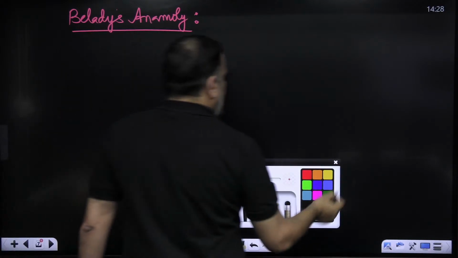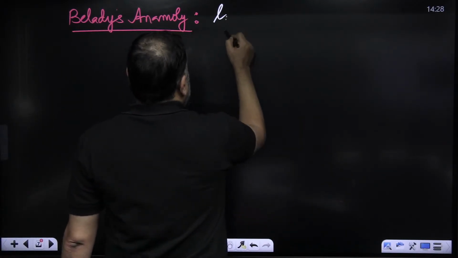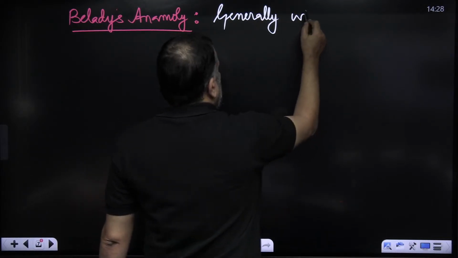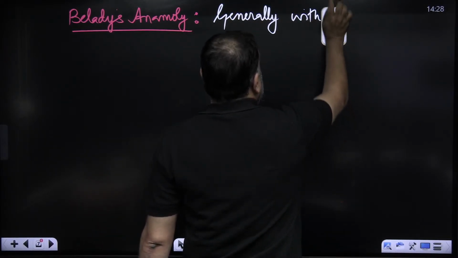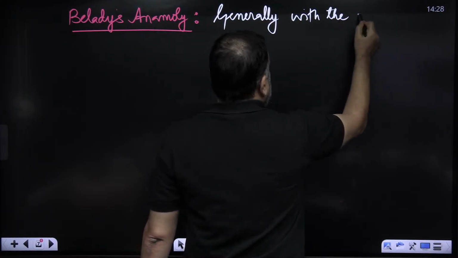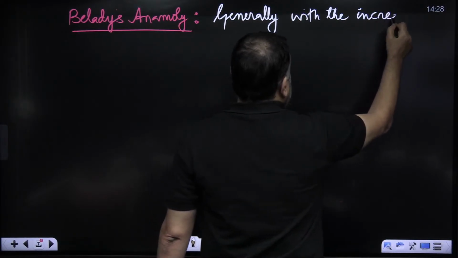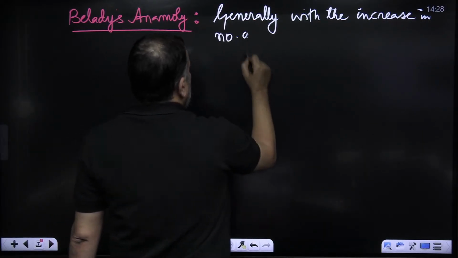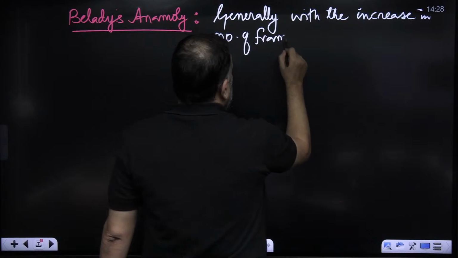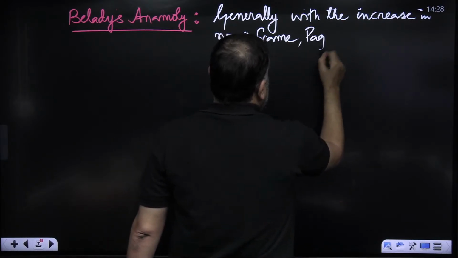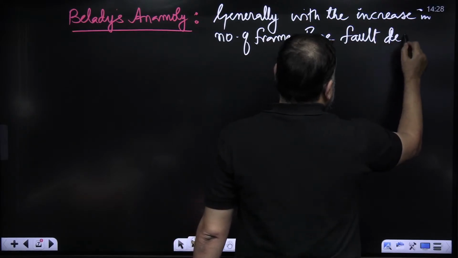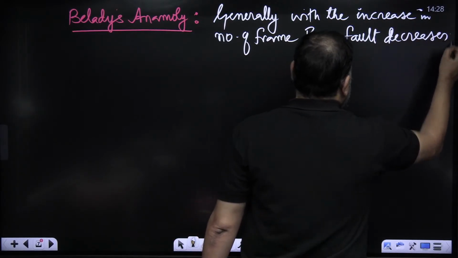So point number 1, we could say that generally, in general, with the increase in number of frames, page fault rate decreases. A natural convention, generally.